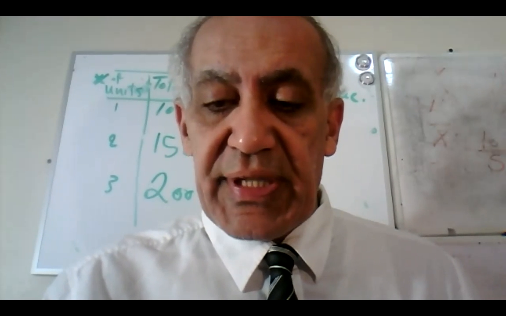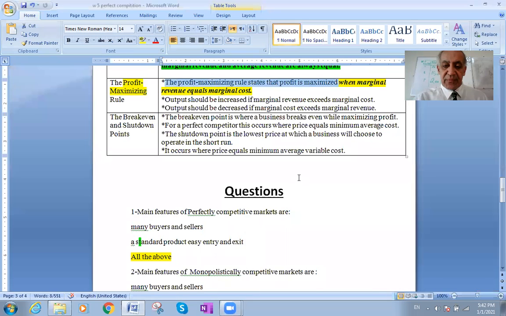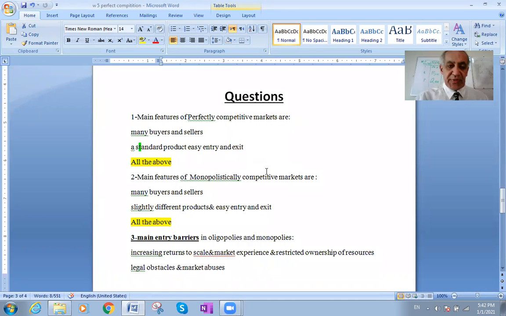Let's go now to check the questions of this part, the practical part here, just for seeing the questions. Did you understand or no? Many features of perfectly competitive markets are: many buyers and sellers, standard products, or all the above? So yes, they are like this: many buyers and sellers, standard products, an easy exit and entry from the markets. So this is the full competition.